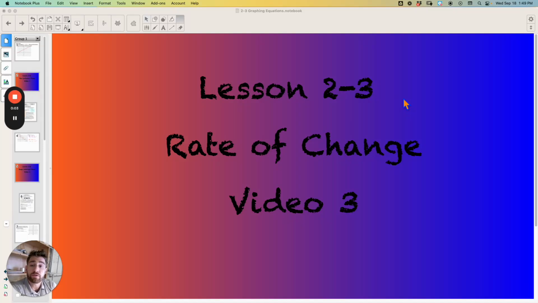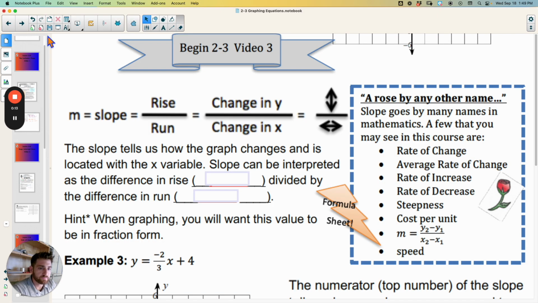This is video 3, and we are going to continue off of the last video, and we're going to dive into rate of change for this video. Okay, so the slope, or rise over run, or change in y over change in x, or rate of increase, rate of decrease, steepness, cost per unit, speed, these are all synonyms for rate of change.